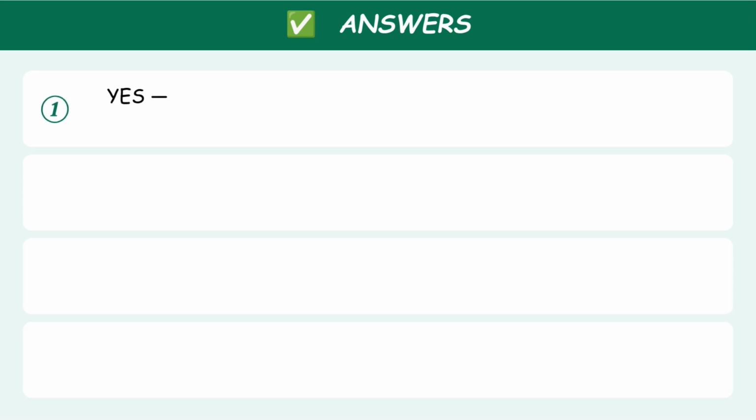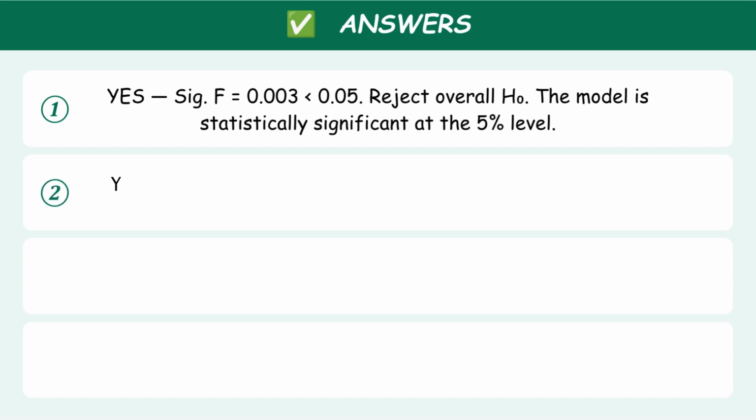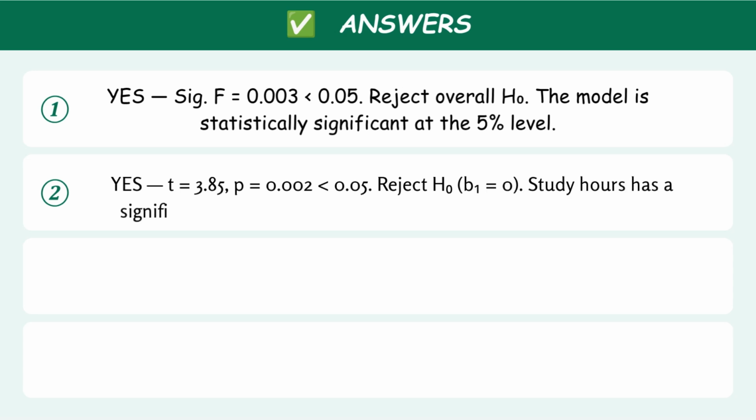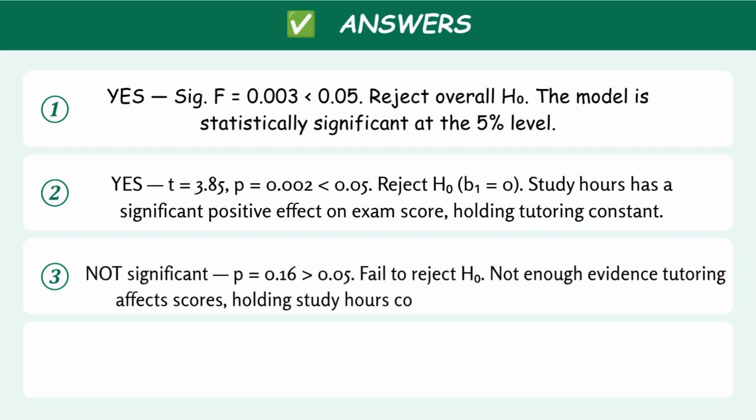1. Yes, the overall model is significant. Significance F equals 0.003 less than 0.05. Reject the overall null at the 5% level. 2. Yes, T equals 3.85, P equals 0.002. Reject null. Study hours has a significant positive effect, holding tutoring constant. 3. Not significant. P equals 0.16. Fail to reject null, not enough evidence. Does not mean zero effect.